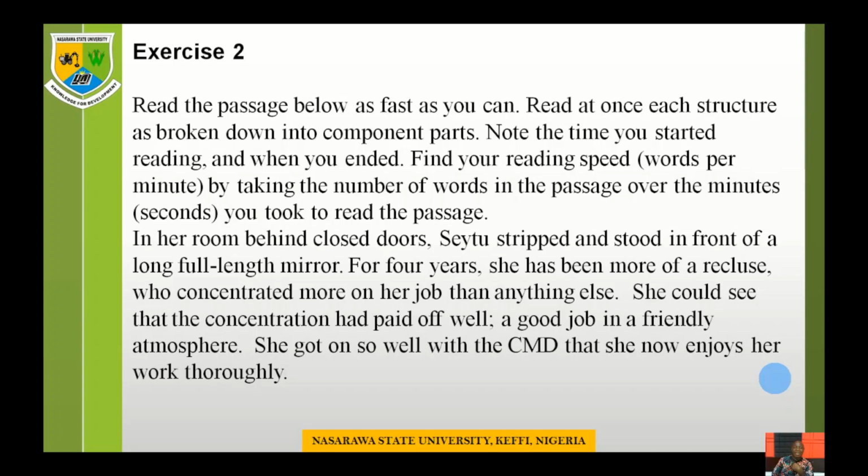Now, like I said earlier on, we're expected to read this passage, and after you have read the passage, you count the number of words. Even before you count, ensure that you time yourself as you try to read this passage. Time yourself. When you have read the passage and you know the time it took you to read the passage, do these recordings of the time and the number of words.